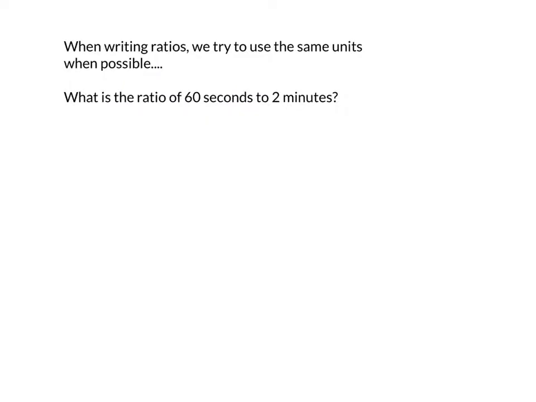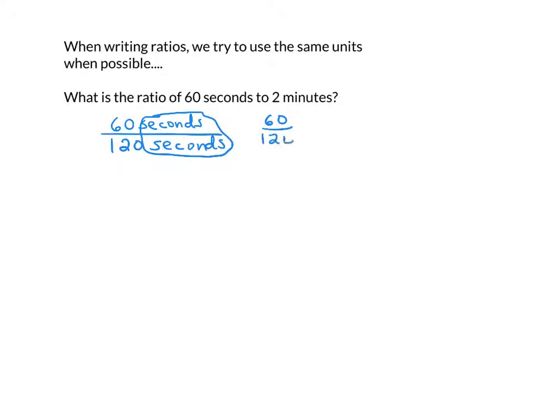When writing ratios, we try to use the same units when possible. Here's an example. What is the ratio of 60 seconds to 2 minutes? Well, in this particular case, instead of putting 60 over 2, I can easily convert one of those so they are the same. So instead, I could say it is 60 seconds to 120 seconds, which is the same as 2 minutes. If possible, make sure that the units you are using are the same type of units. Now, if the ratio is 60 to 120, once again, I can put this into lower terms. I would divide by 60 over 60, and I would say the ratio is a 1 to 2 ratio.